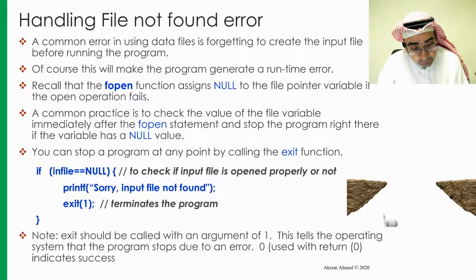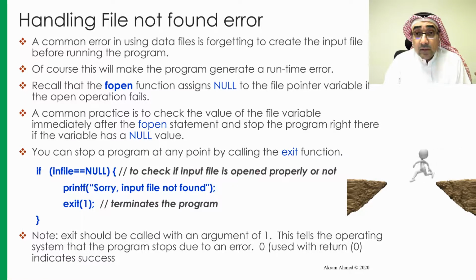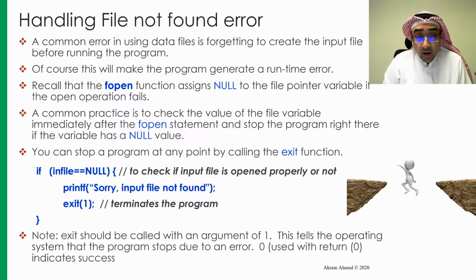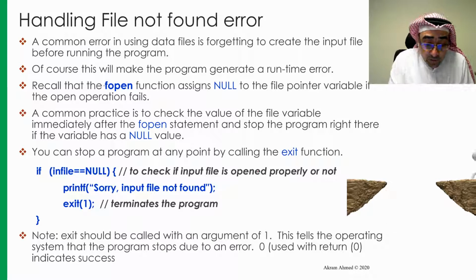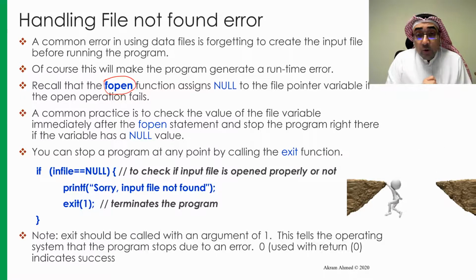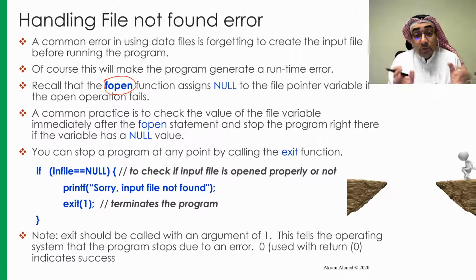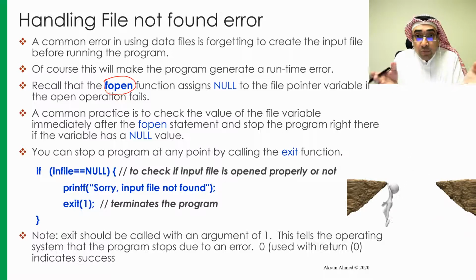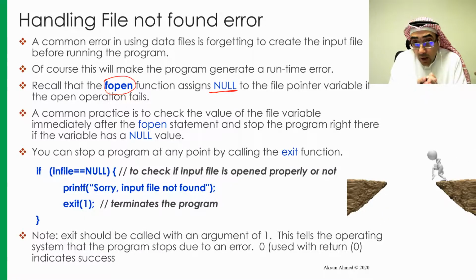Now, handling files: if the file was not found, if an error occurs, okay? So if an error occurs, you have to handle the error. For example, if you do an fopen, you tried to open a file for read, and then the compiler was not able to find that file in the same folder, it's going to return a null. Once it returns a null, this is creating a problem for you.